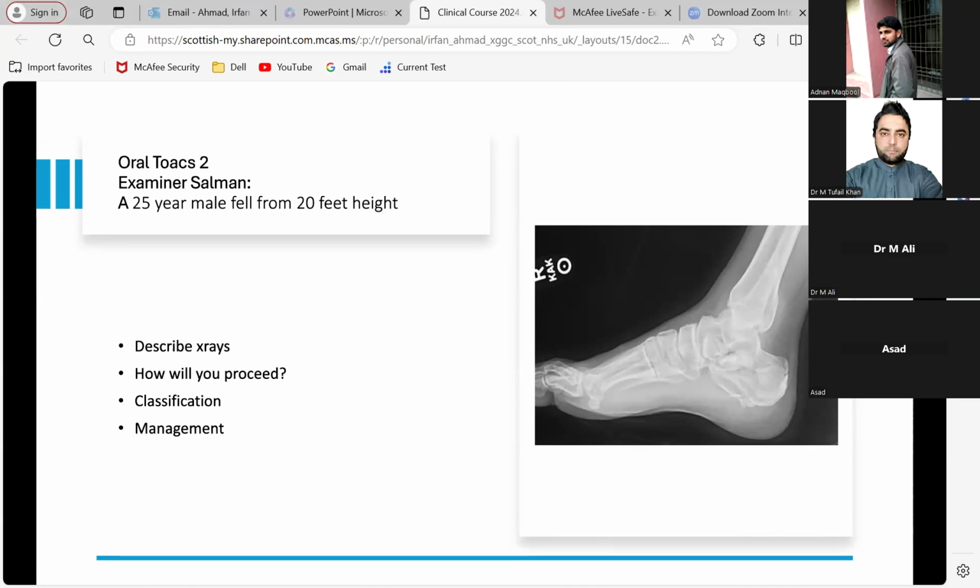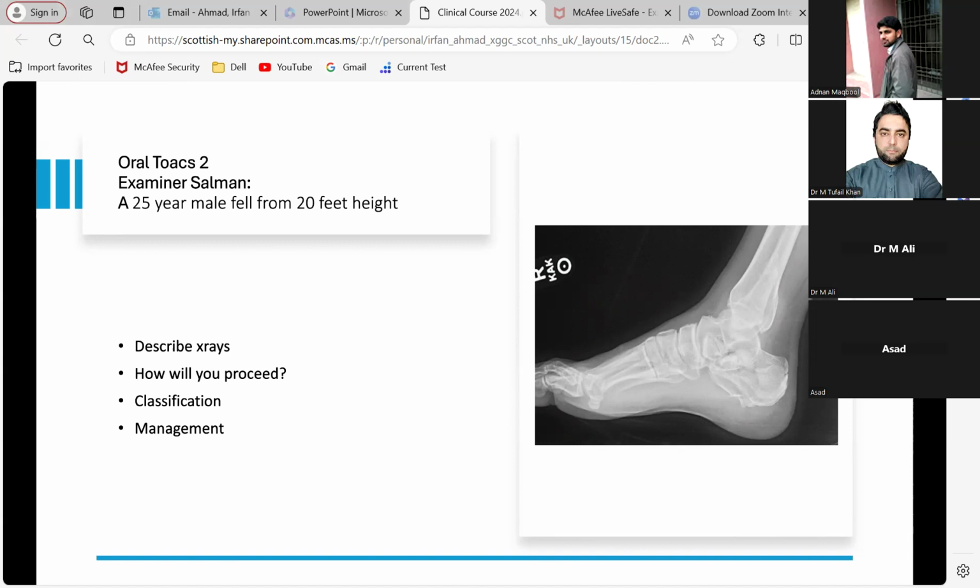So one angle is the calcaneal pitch that I was prompting you on. Okay. If you don't know, that's fine. You know the angle of Gissane, you know the Böhler's angle, which is more important. And then management-wise, whenever there is a question of management, you have to tell about both the non-operative and operative options.